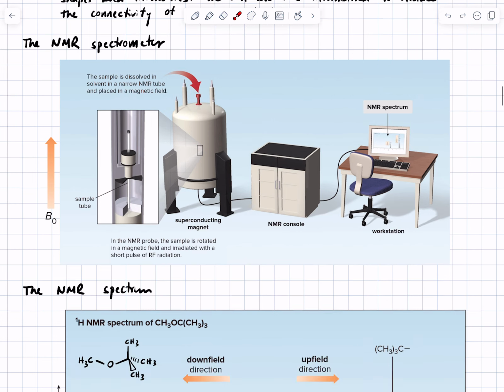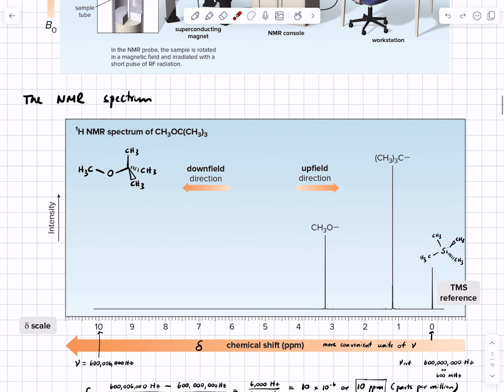Let's talk about the NMR spectrum. This is the NMR spectrum for methyl tert-butyl ether, which is, I think, an additive in some gasoline. You've got a methyl group, a t-butyl group, and an oxygen. On the x-axis is frequency. Similar to IR, it's tradition to show it low to high, right to left. So low frequency over here, high frequency over here.